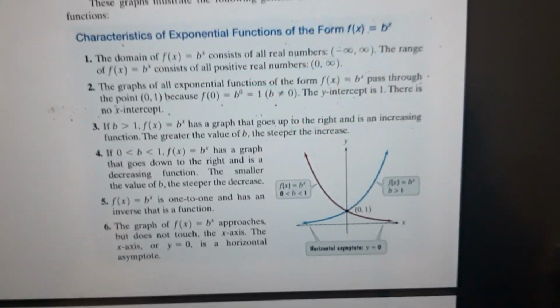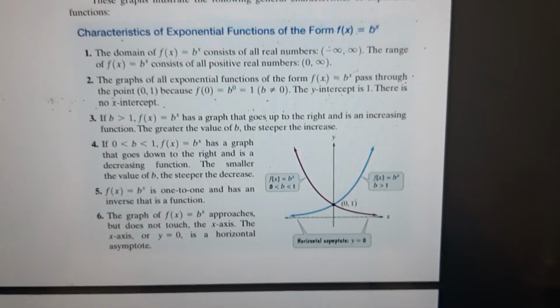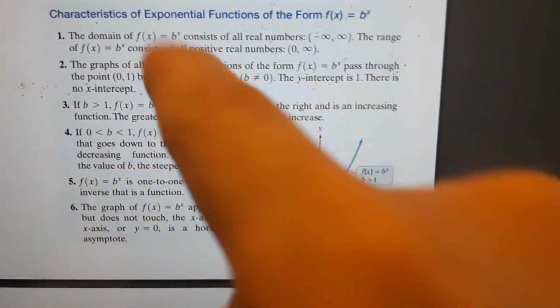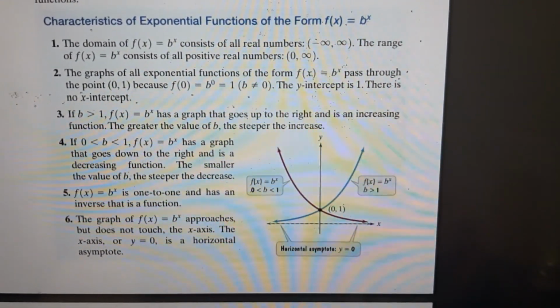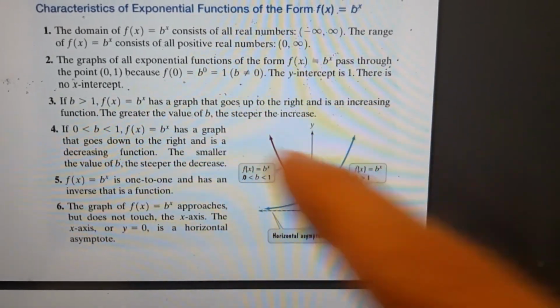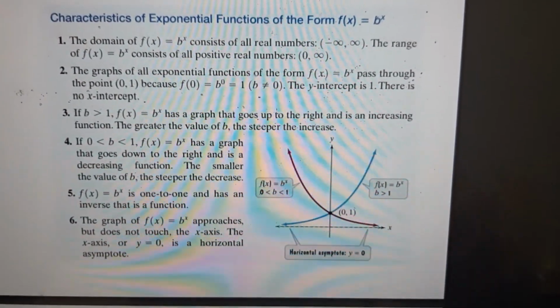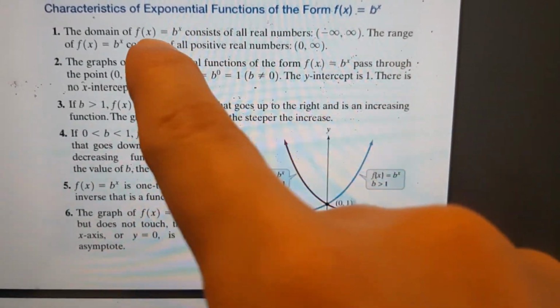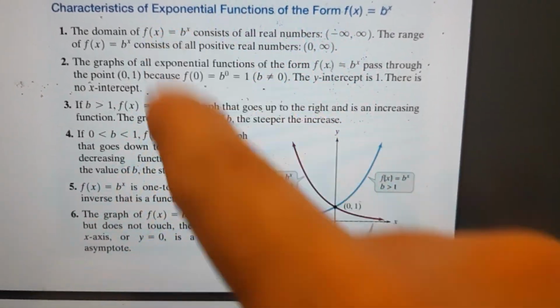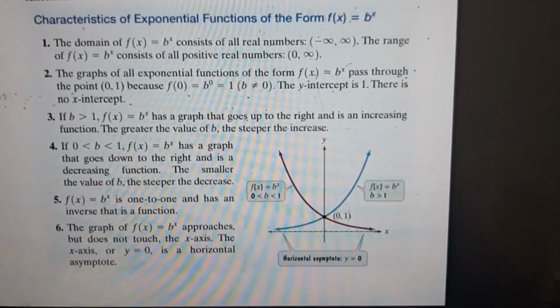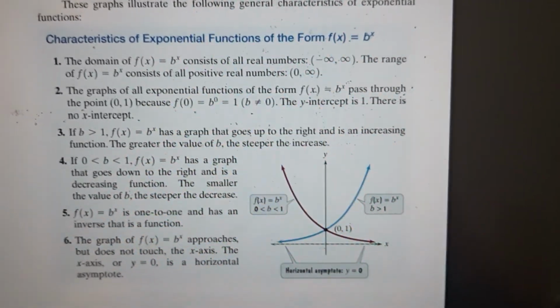So number one, it says the domain of f of x is equal to b to the power of x consists of all real numbers. If we remember that domain is all the values of x. Okay? So what it's telling us is that any number can be placed in the exponent, any real number at least. Okay? From negative infinity to positive infinity.